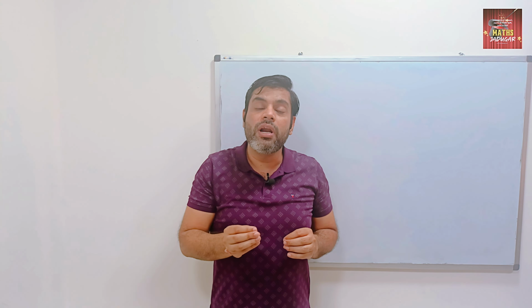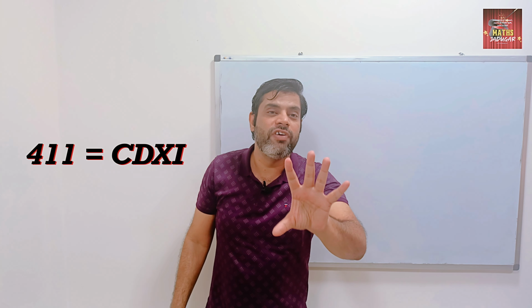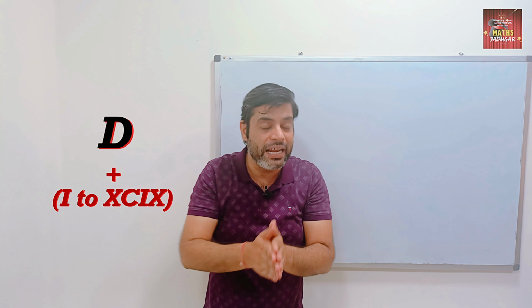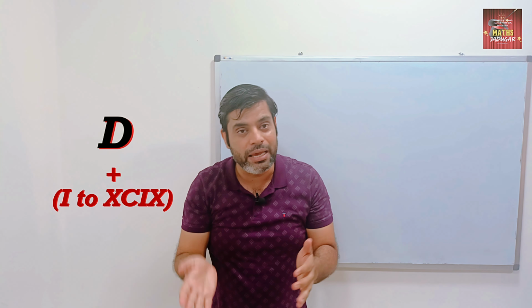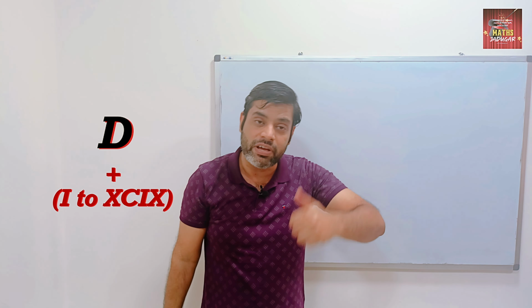400 is always the same. Even in 1400, 400 will remain CD. So CD is 400, right? 1 to 99, you already know how to write it. If you want to write 411, write CD and 11, which is XI. So 1 to 99 will remain the same, only 400 will be CD. 500 we already discussed, D. 500 to 599, you know 99 till the end will be the same. So no need to discuss those numbers. You will be able to do it when we ask some questions.